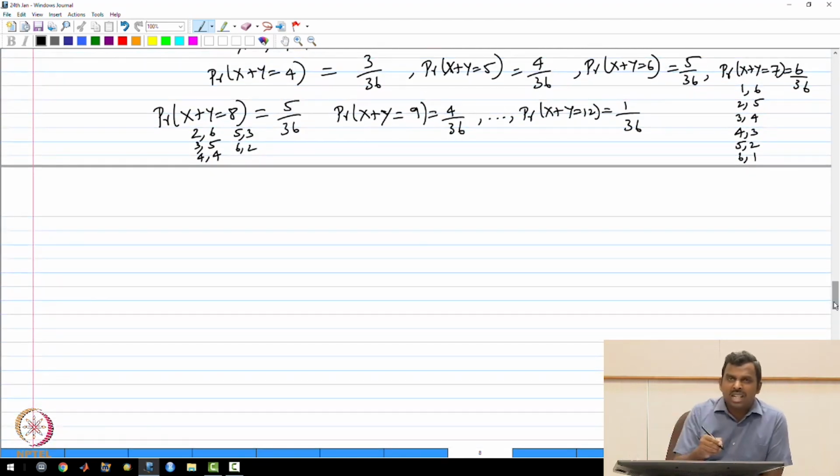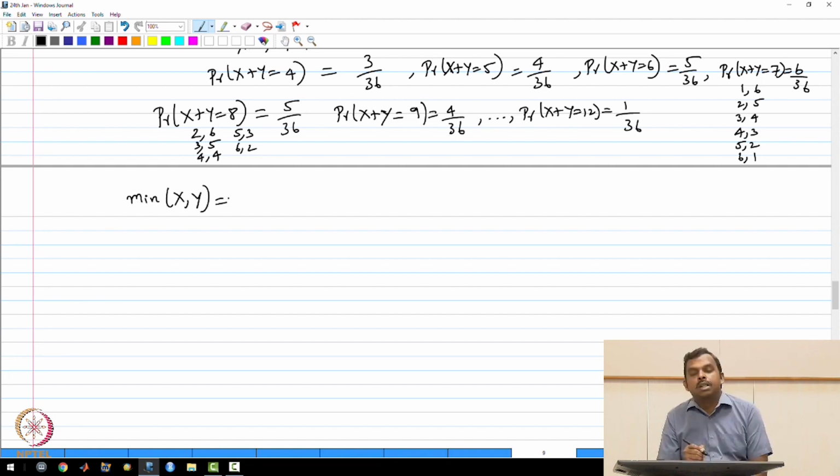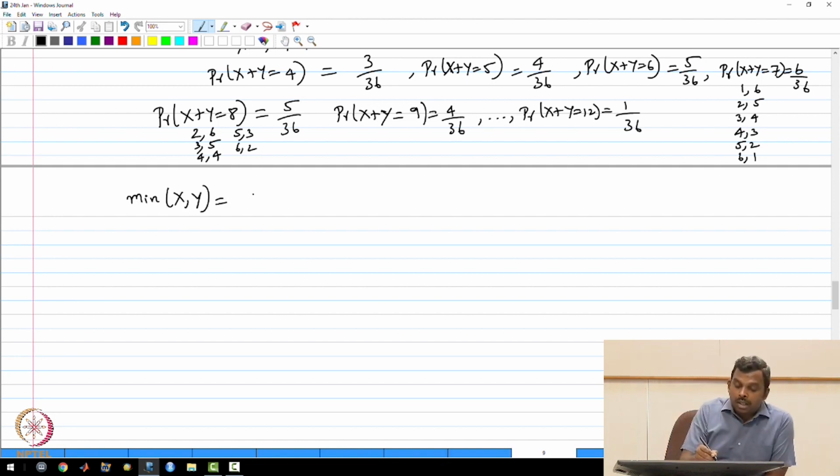So let's look at a slightly more interesting function. Let's say min of xy. If you think about it, x takes values from 1 to 6, y takes values from 1 to 6. The min of xy will take values 1, 2, 3, 4, 5, 6. Right? So these are the possibilities for min of xy. And then you would ask the question, what's the probability that min of xy equals 1?